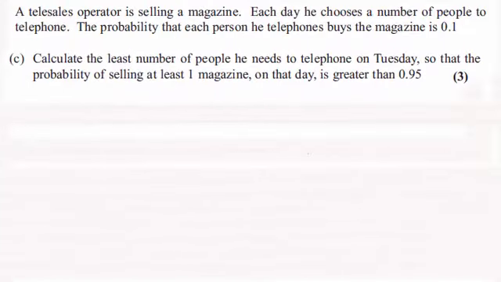Hi. Now for this next part, part C, remember we're told that a telesales operator is selling a magazine. Each day he chooses a number of people to telephone, and the probability that each person he telephones buys the magazine is 0.1. And we're now being asked in part C to calculate the least number of people he needs to telephone on a Tuesday, so that the probability of selling at least one magazine on that day is greater than 0.95 for 3 marks.